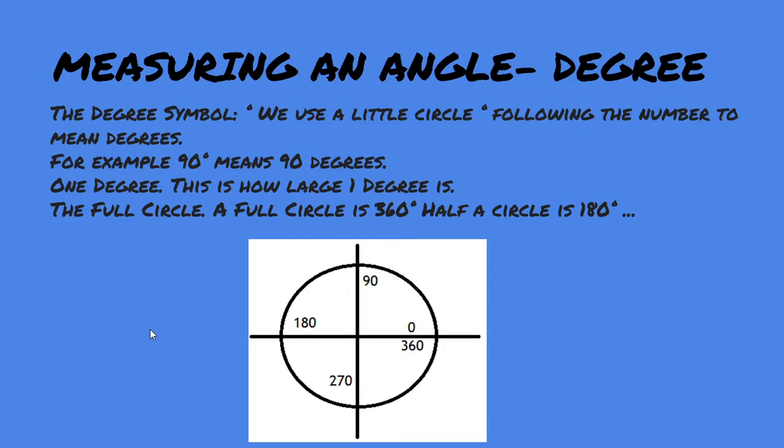How do you measure an angle? In mathematics, we measure all entities. So, the unit of measurement for angle is degree. We use a little circle, the degree symbol, following the number. For example, if you write 90 with a degree symbol, it means 90 degrees. The smallest measurement of angle is 1 degree. A complete circle makes 360 degrees. Half a circle or a straight line makes 180 degrees.